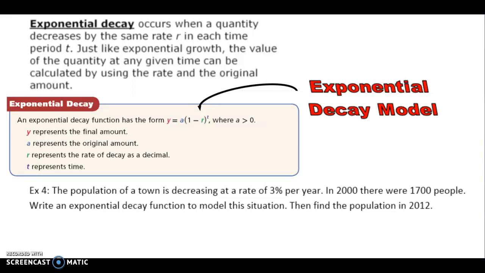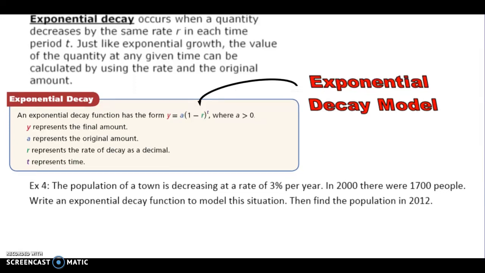So everything we talked about so far has been exponential growth. Getting money from the bank, populations growing, all that stuff has been growth, growth, growth. Now we're going to talk about exponential decay. Look at the formula. What's the only difference? The minus sign. Easy to remember, right? The only difference is we're subtracting the rate this time. So let's take a look at example 4.